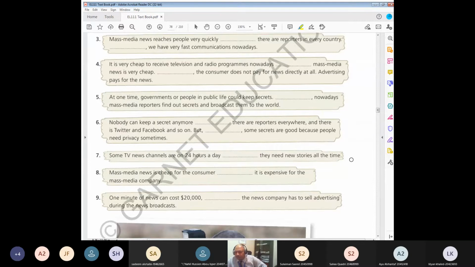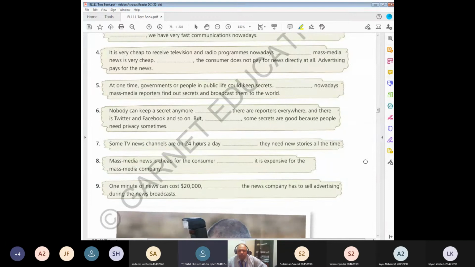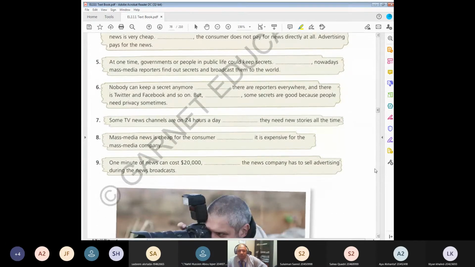At one time, governments or people in public life could keep secrets. Nowadays, mass media. Okay. Can I try, doctor? Yes. At one time, government or people in public life could keep secrets. However, nowadays, mass media reporters find out secrets and broadcast them to the world. Okay. So we don't have secrets anymore, right? Yes. No secrets. Okay, number 6, everyone.